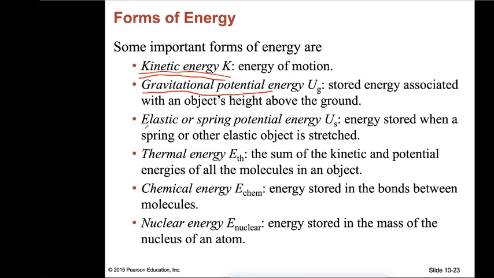The third type of energy is elastic energy or spring energy. It's another type of potential energy. This energy is stored when a spring or other elastic object is stretched or compressed. And then thermal energy. The thermal energy is the sum of kinetic energy and the potential energy of the molecules in an object.